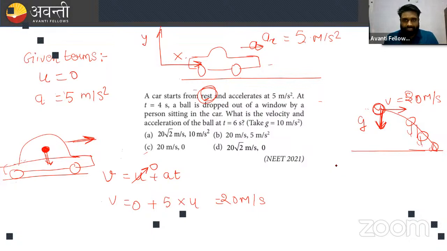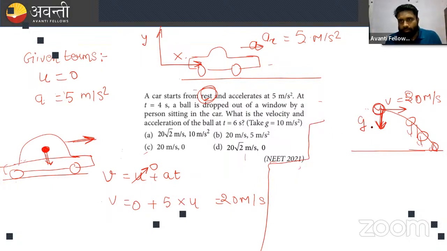ठीक है, t is equals to 4 तक कार मूव ऑन किया, उसके बाद हमने बॉल ड्रॉप किया और it is asking for at t is equals to 6 seconds, means 4 to 6, 2 second में क्या हुआ. Okay, now again this is happening for the car. Now we are dealing with the ball.